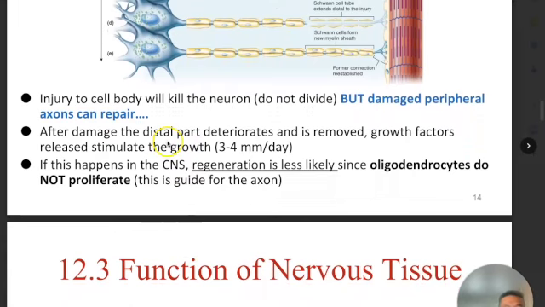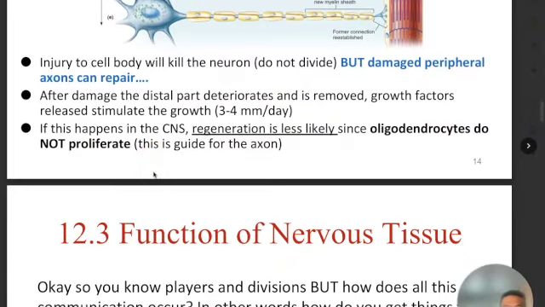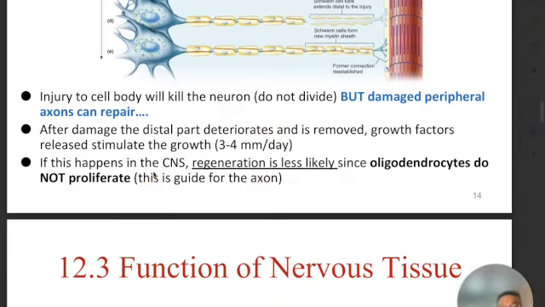After damage, the distal part deteriorates and is removed. The growth factor will stimulate the growth 3 to 4 millimeters per day. If this happened in the CNS, regeneration is less likely since oligodendrocytes do not proliferate. So it's more common in your peripheral nervous system.